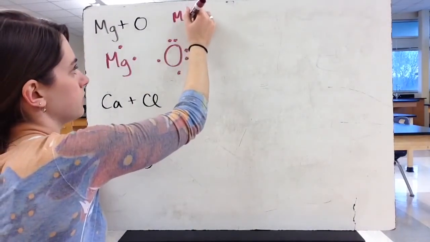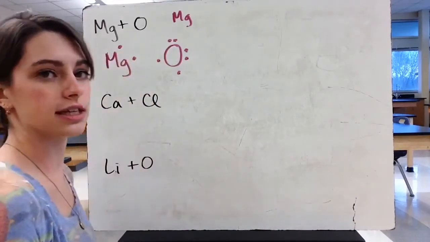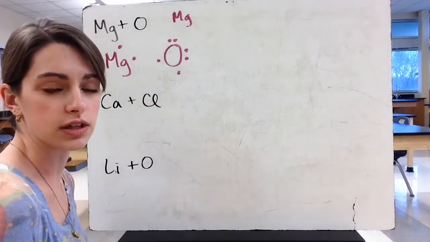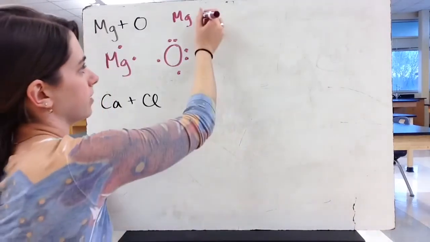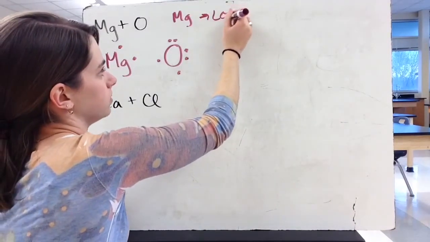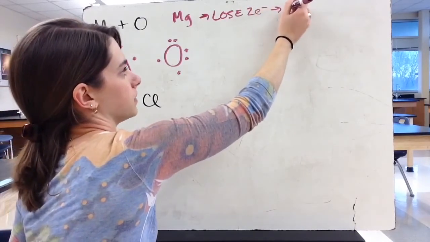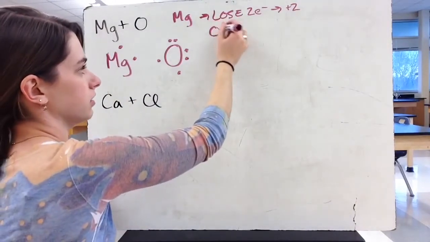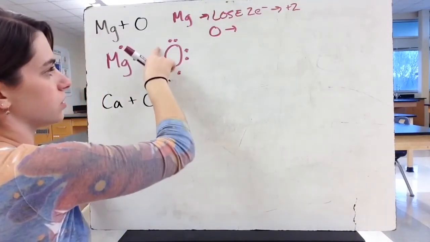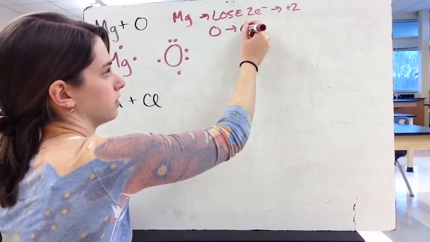Well, magnesium is going to likely lose its 2 electrons. It's going to be easier to take those 2 electrons away from magnesium than to add the 6 more that it needs to get 8. So it's going to lose 2, and that would make it a +2 charge. Now oxygen is going to gain those 2 electrons because it has 6 valence. It needs 2 more to make 8.